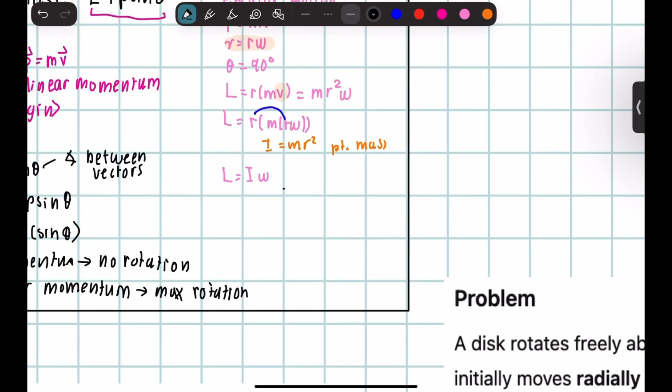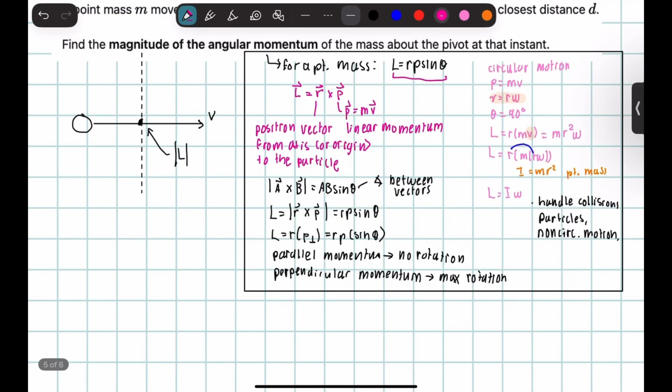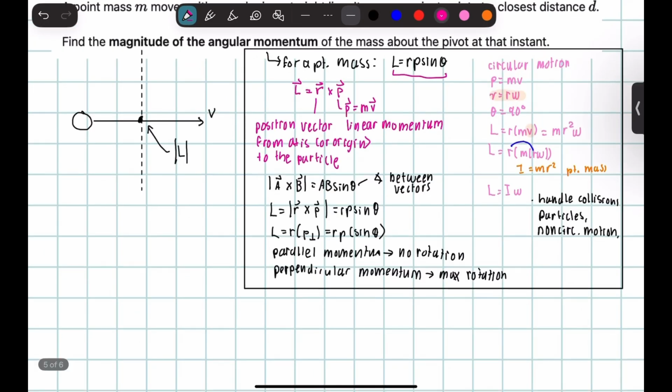This lets you handle collisions, particles, and non-circular motion as well. So we had L is equal to RP sine theta, right?